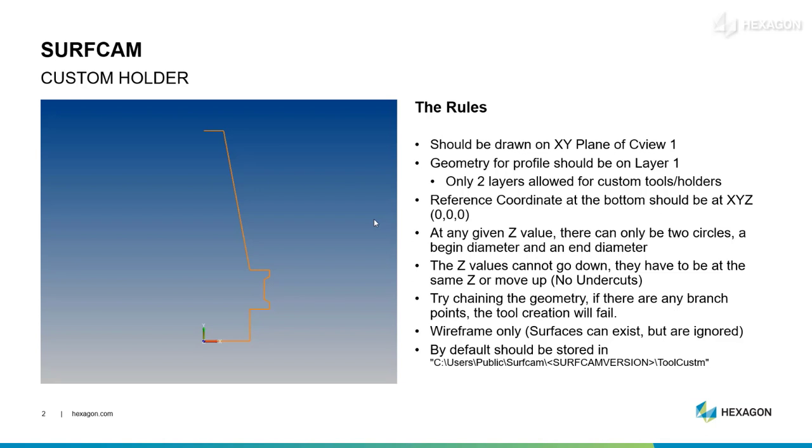If you chain the geometry, it should be able to chain in a single pass without finding breakpoints. The SCCTL files need to be stored where SURFCAM is set to look for them, which, by default, is the Tool Custom directory. It is possible to modify the custom tool directory for network tool database deployments.